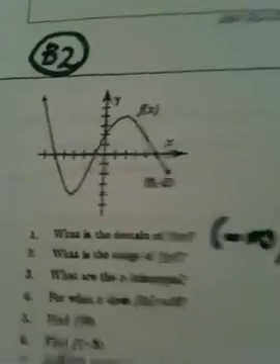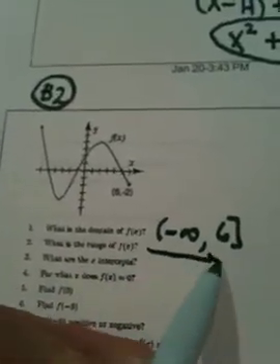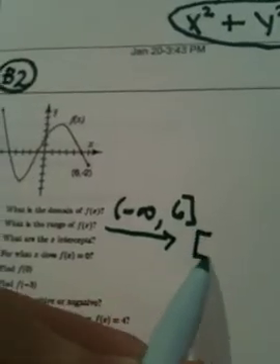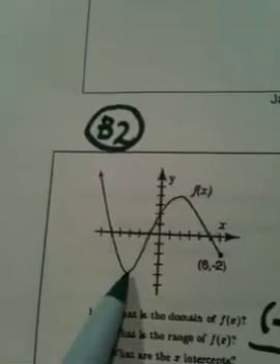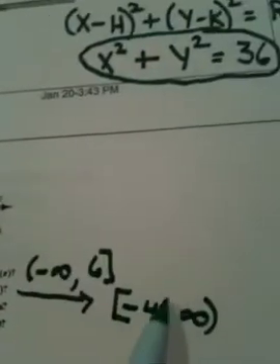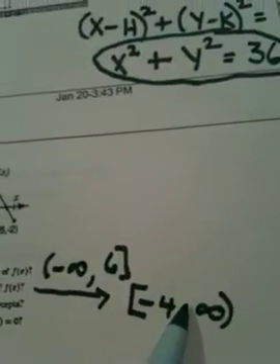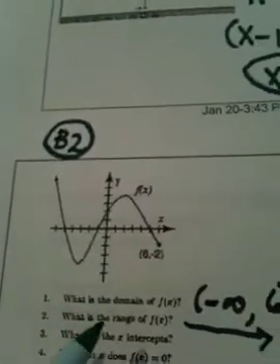So my range, again, I scan from bottom to top. My range would go from negative 4 to infinity. And I would include negative 4 because negative 4 is part of that ordered pair and it's part of my graph, so it has to be part of my answer. So, domain you scan from left to right. Range you scan from bottom to top.